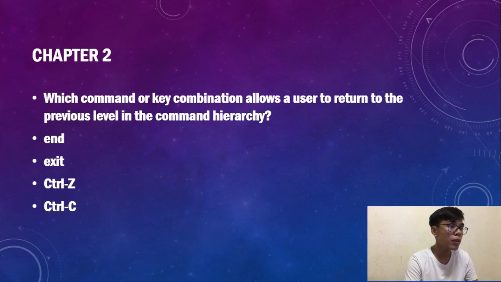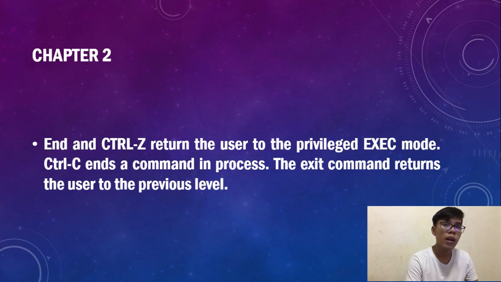Second question is, which command or key combination allows a user to return to the previous level of the command hierarchy? The choices are end, exit, Control-Z, and Control-C. The answer is exit, because end and Control-Z return the user to the privileged EXEC mode. Control-C ends a command in process, and the exit command returns the user to the previous level.